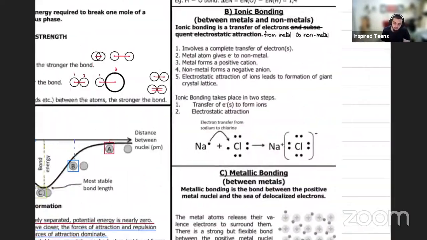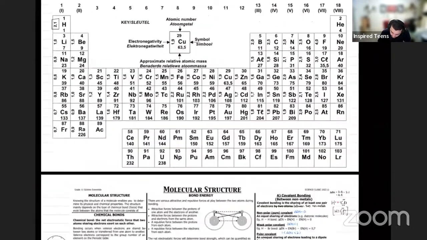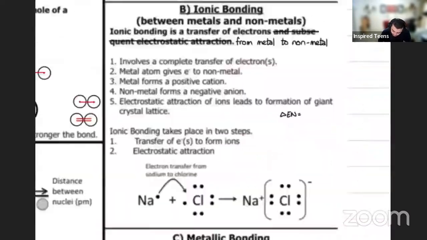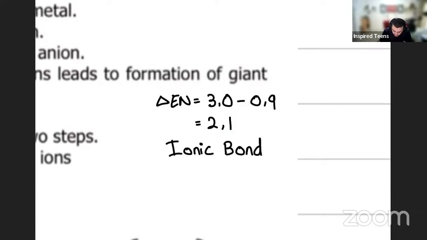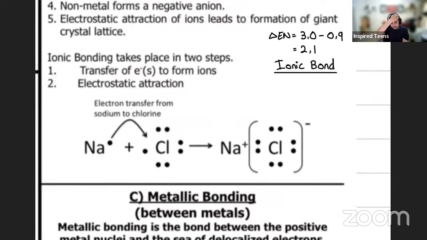Okay, but they do not form what? They do not form a covalent bond. Let us test the electronegativity difference. Chlorine is 3,0 and sodium is 0,9. This is equal to 2,1. So this is not a strong polar covalent. This is an ionic bond. So therefore, we can confirm it's an ionic bond.